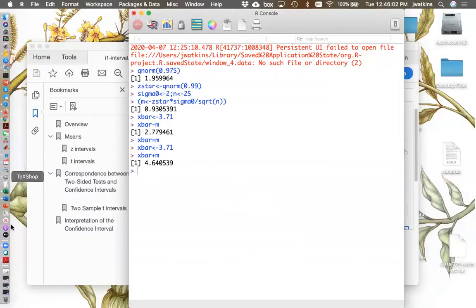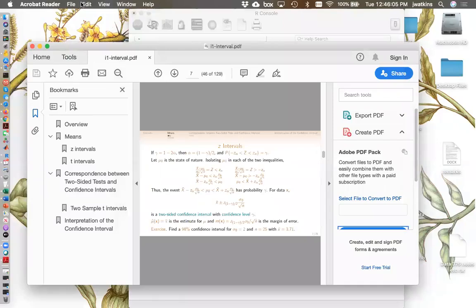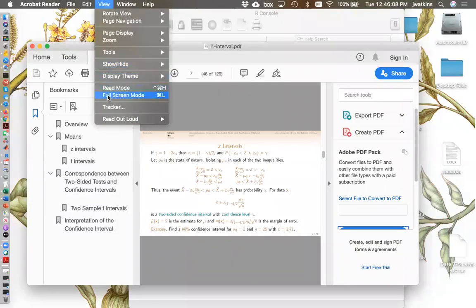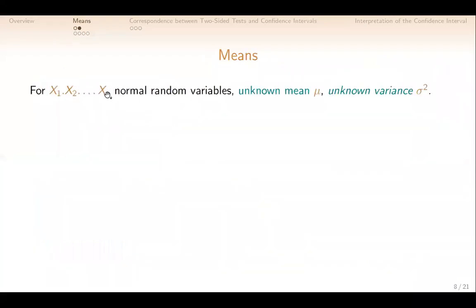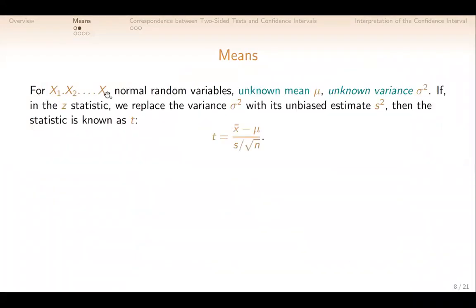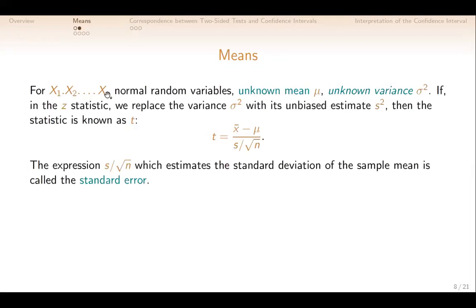Go back to the slides. Okay, if you have unknown variance, then we replace the variance sigma squared with its unbiased estimator, and that statistic is known as t. We've seen that before. So S over the square root of n estimates the standard deviation of the statistic. You'll see the word standard error replace standard deviation for estimates of the standard deviation of the sampling distribution.